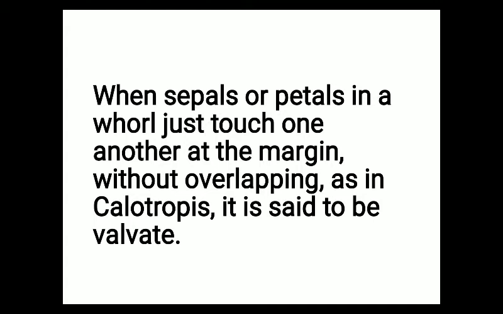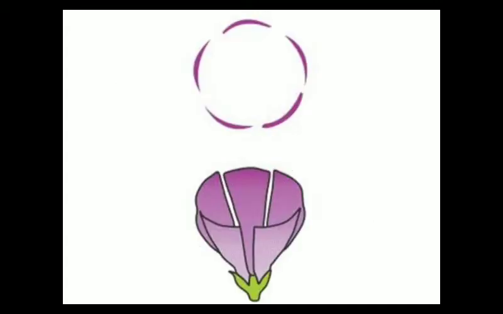When sepals or petals in a whorl just touch one another at the margin without overlapping, as in calotropis, it is said to be valvate estivation. So in valvate estivation, consider that we are looking at petals. The petals just touch one another at the margin without overlapping. Such type of estivation is known as valvate estivation, and the example is calotropis.